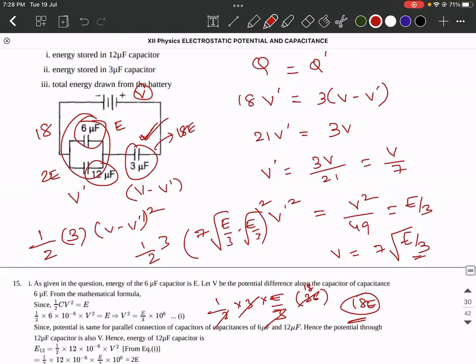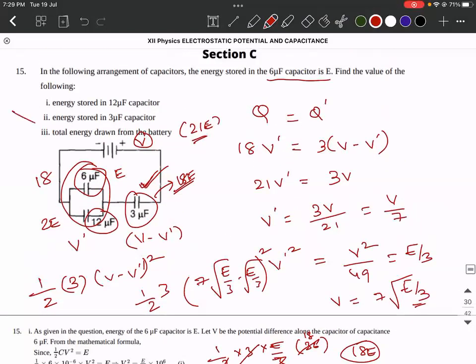Here it is 18 times E, only for the 3 microfarad capacitor. For 3 microfarad it is 18E. For 6 microfarad it is E, they have already given in the question. And for 12 microfarad how much do we get? 2E. So the total energy is 2E plus E plus 18E, that is 21E. This is a very, very important problem. I have seen this kind of problem. Now, did you understand what I did?